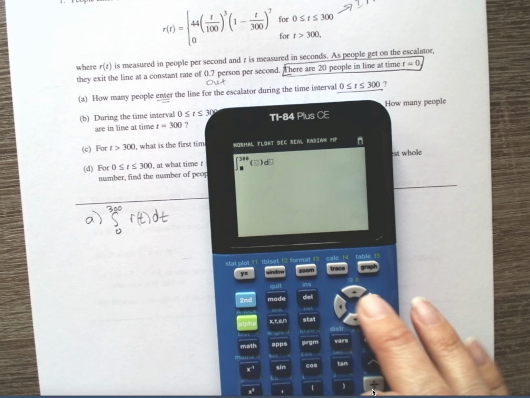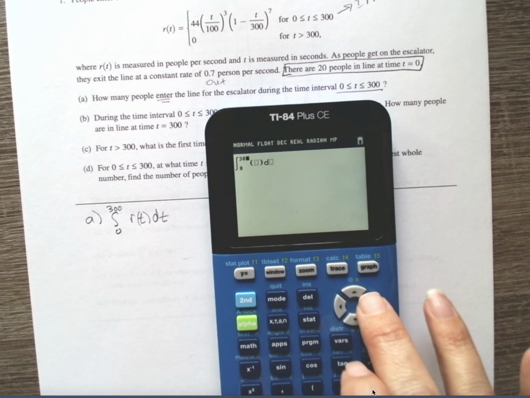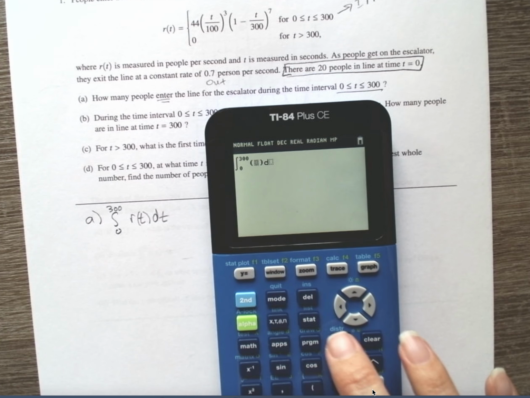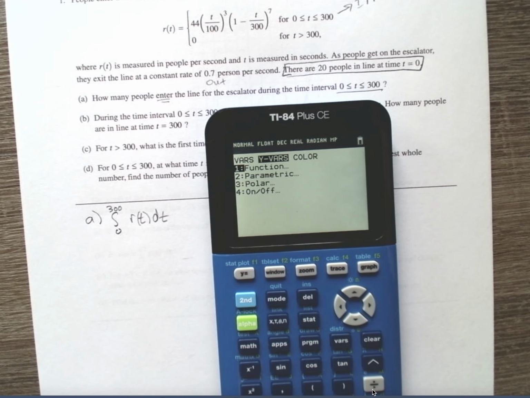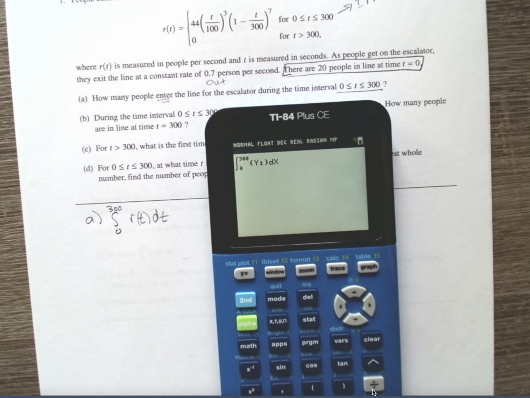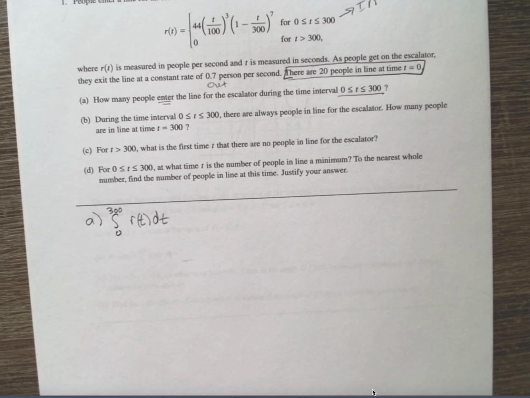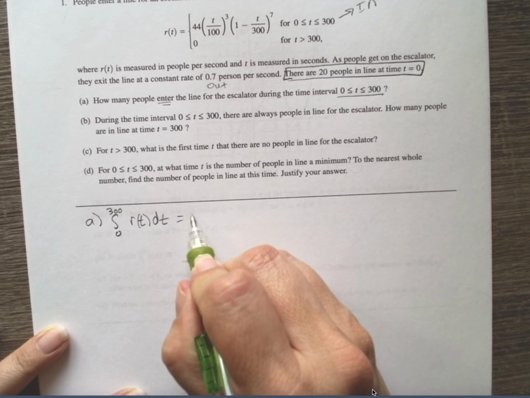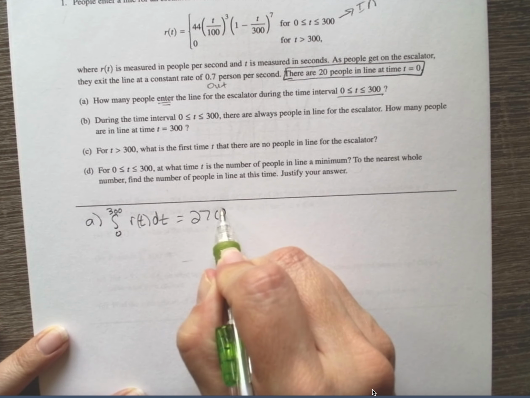Or, for some reason, I like the old method just because that's what I'm used to. I usually just do vars. I go over to y-vars. It's a function, and I pick y1 there. dx. Hit enter, and you get a nice pretty number. That was well rigged, wasn't it? So that is 270. And so my answer would be, from time equals 0 to 300, there are 270 people.